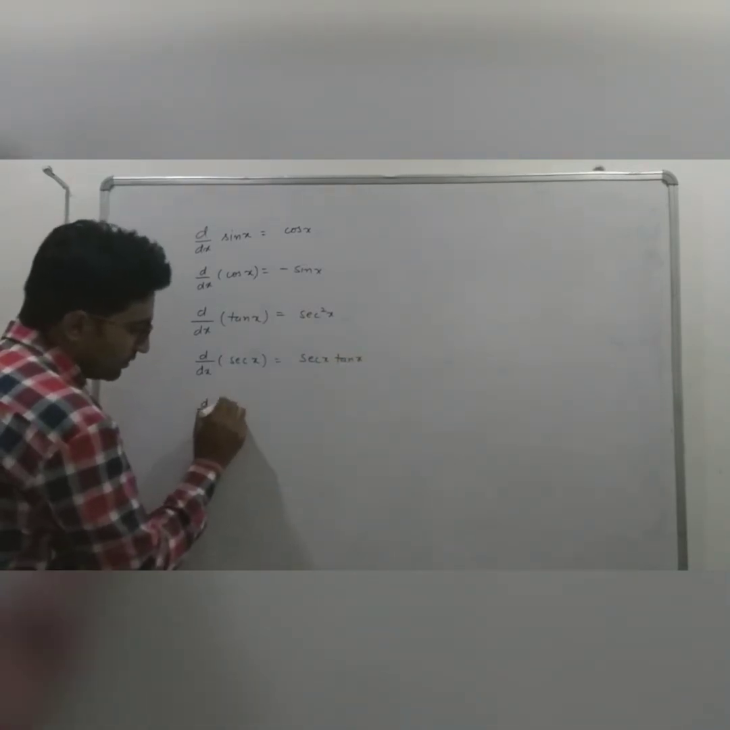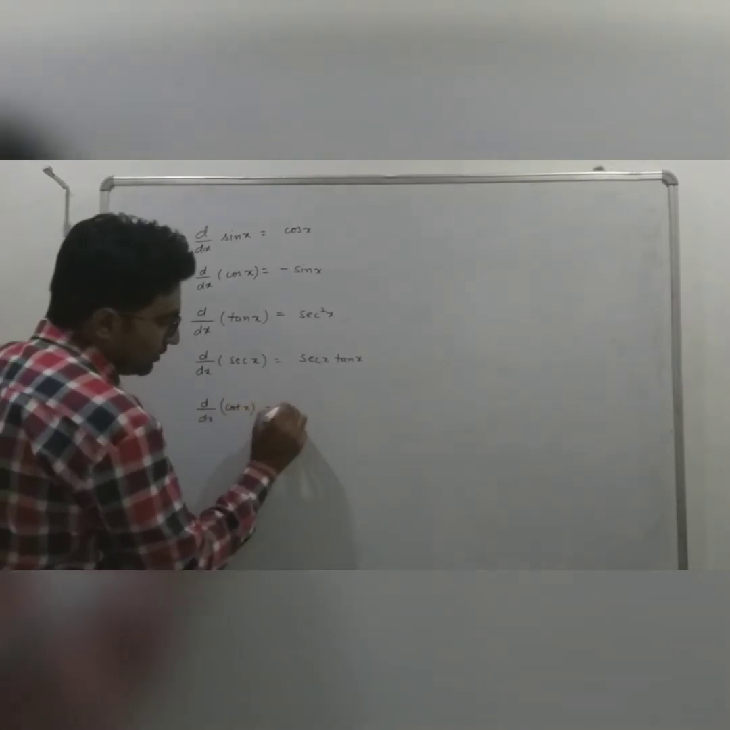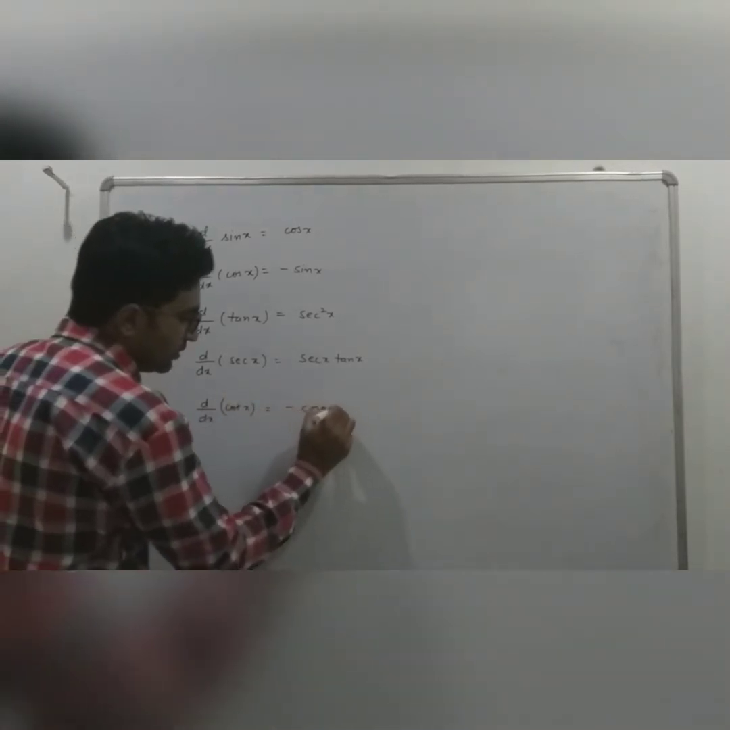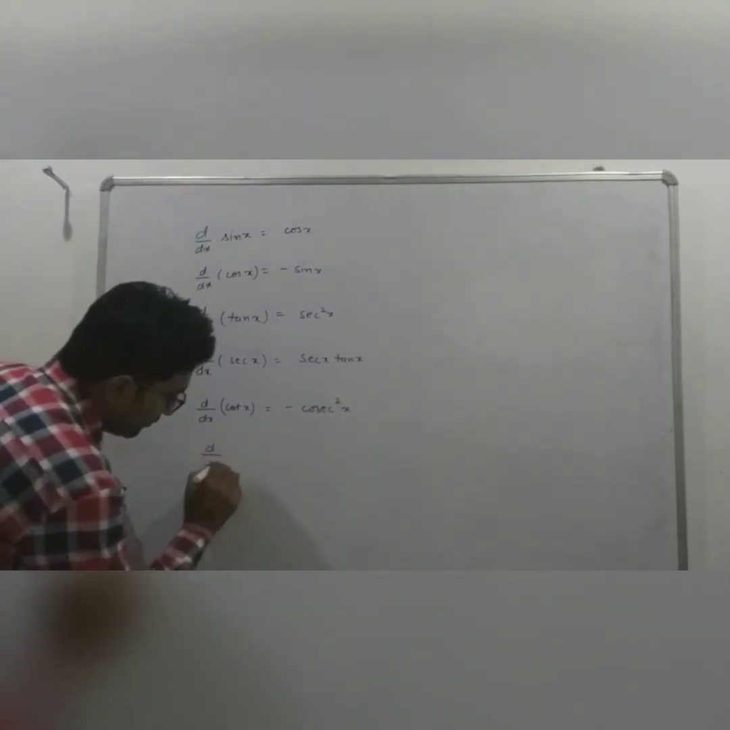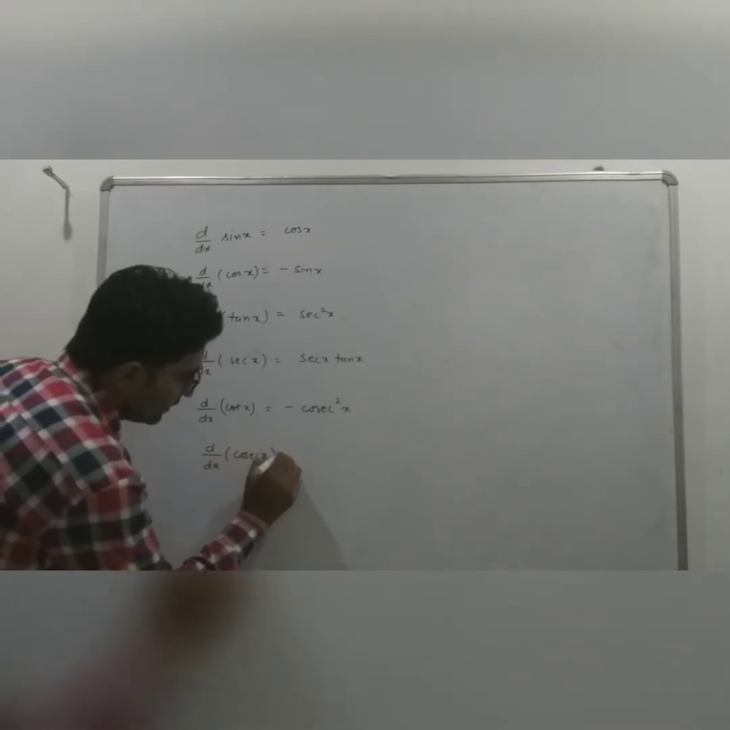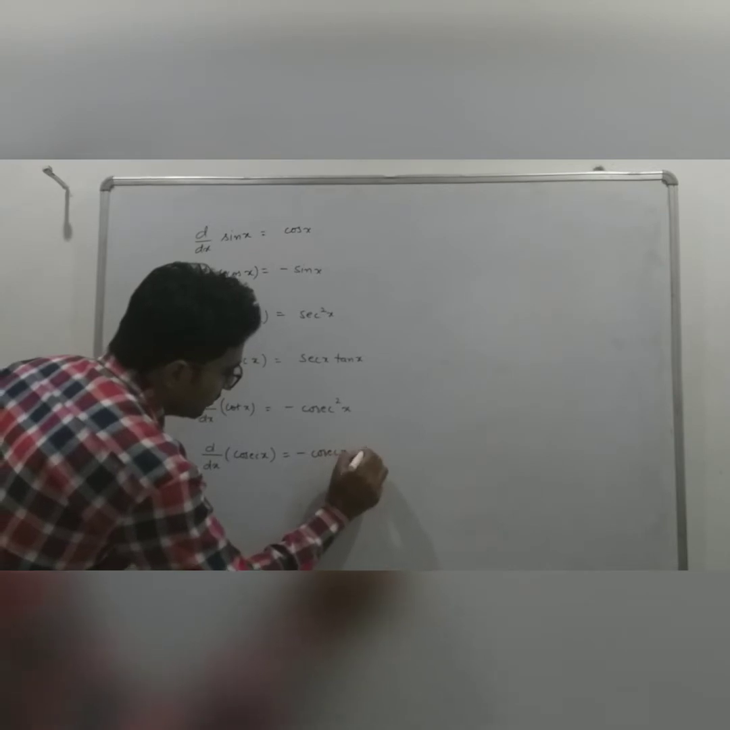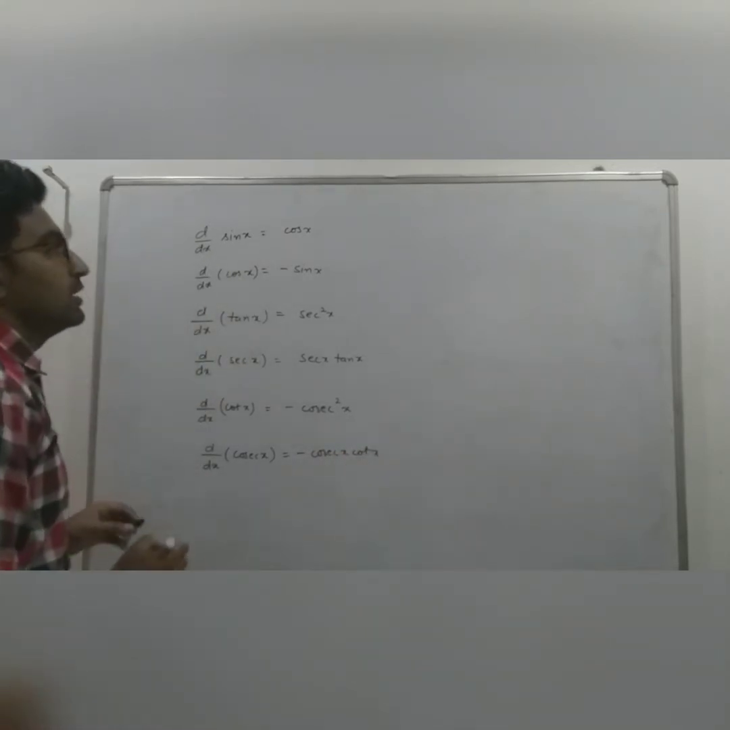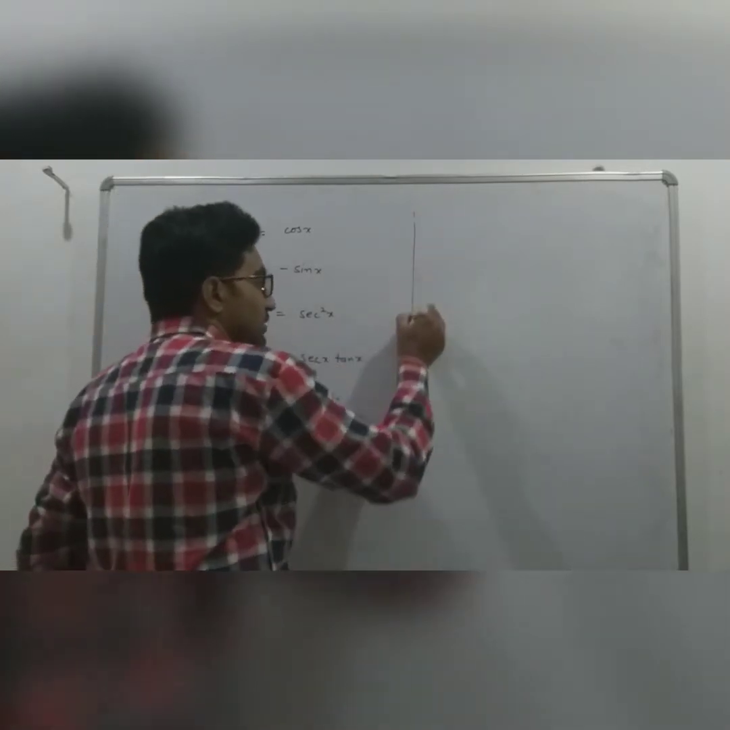Differentiation of cot of x is equal to minus cosecant square x, and differentiation of cosecant x is equal to minus cosecant x cot of x. Okay, let's take some examples on the basis of these differentiations.